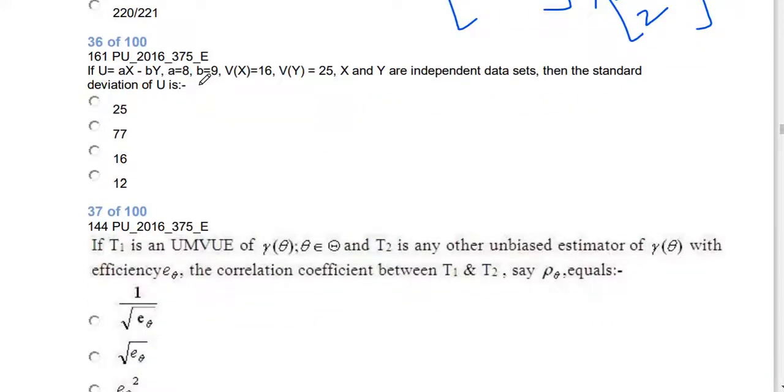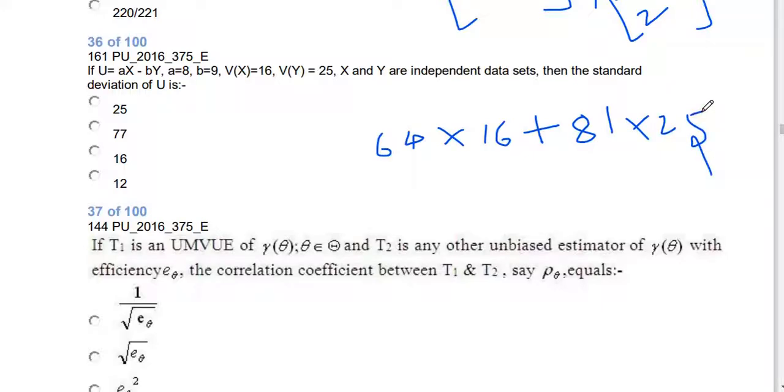Here all values are given, you just need to find and apply the variance of mu. Here you get 64 into 16, plus 9 means 81 multiplied by 25. You can just take the square root of this value, you can get the value. What you get is the standard deviation.